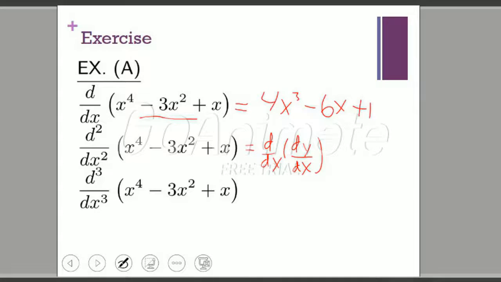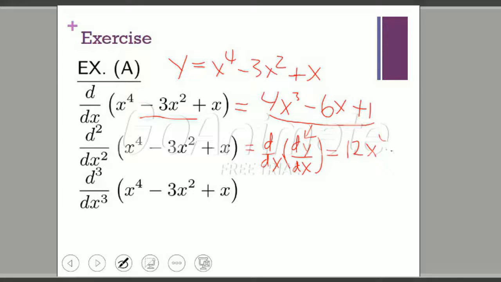Y, of course, we're assuming is x to the 4 minus 3x squared plus x. So this is the derivative, but the derivative of the derivative goes into here. So we take the derivative of the top, which is then 12x squared minus 6.